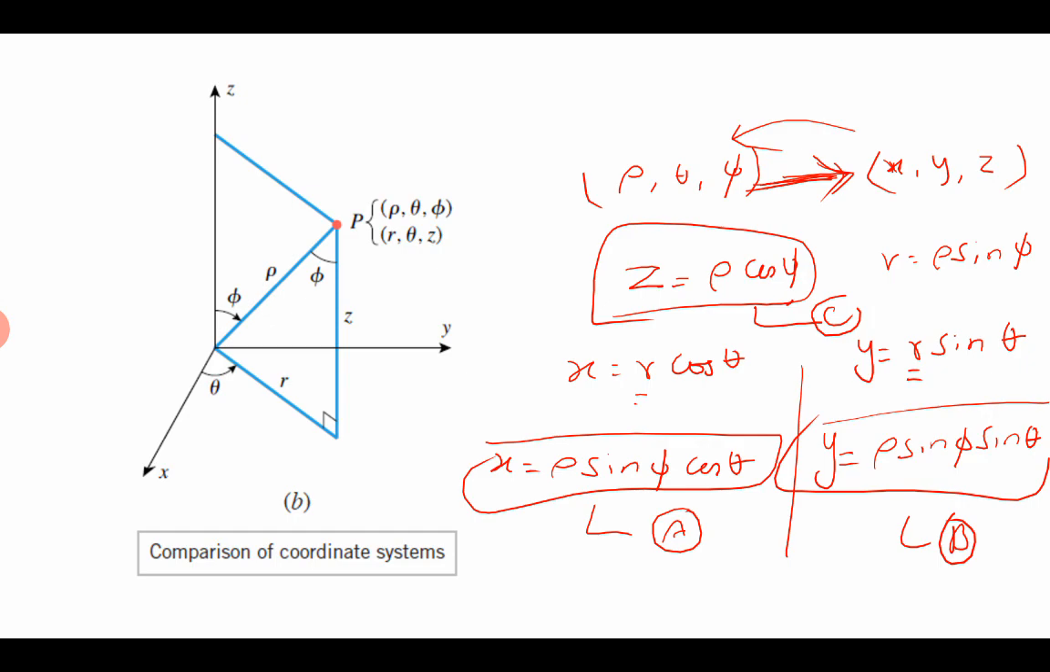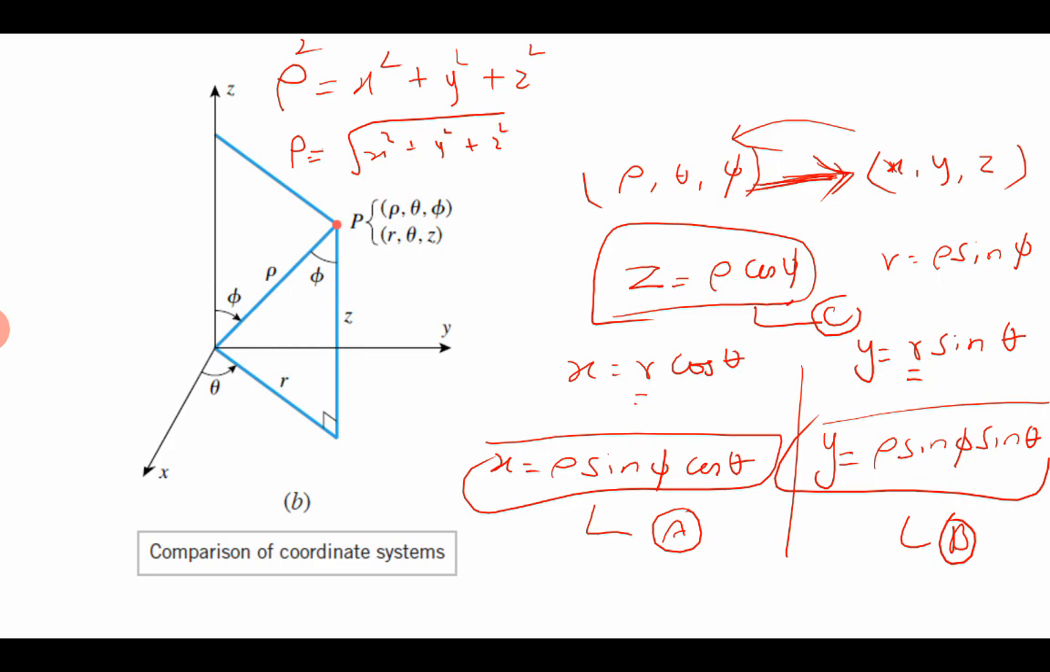How to come back? Second part, finding rho, theta, phi. Rho is obviously the radius of the sphere. You can find x square plus y square plus z square, just like we do in the case of two-dimensional polar coordinates, where x square plus y square is equal to r square. You sum them up and you will find rho square. So rho is the square root of x square plus y square plus z square. So we found rho.